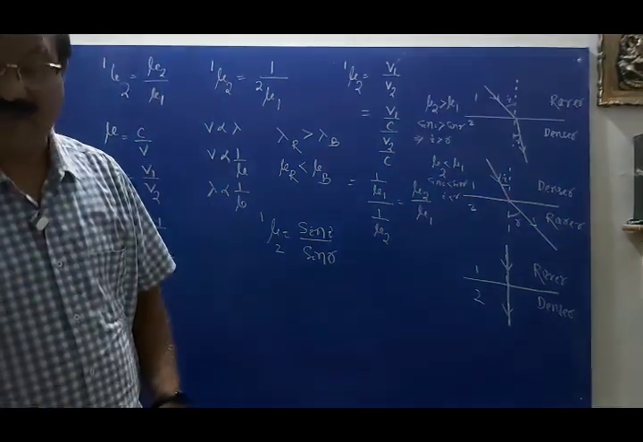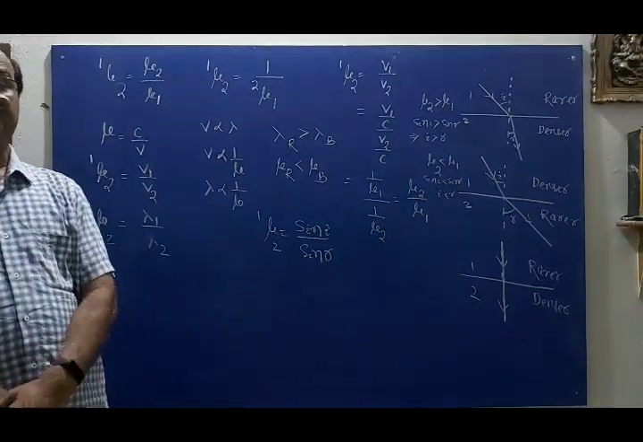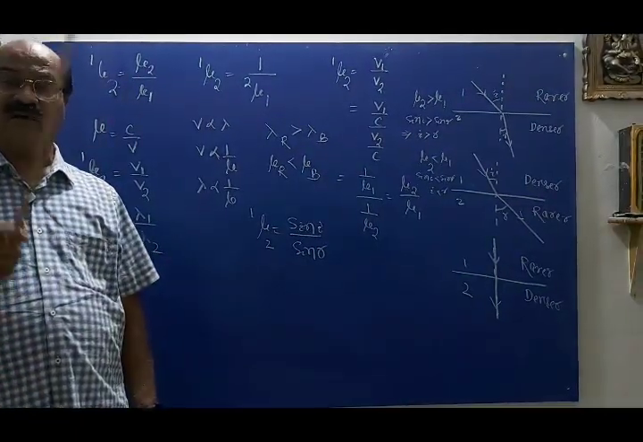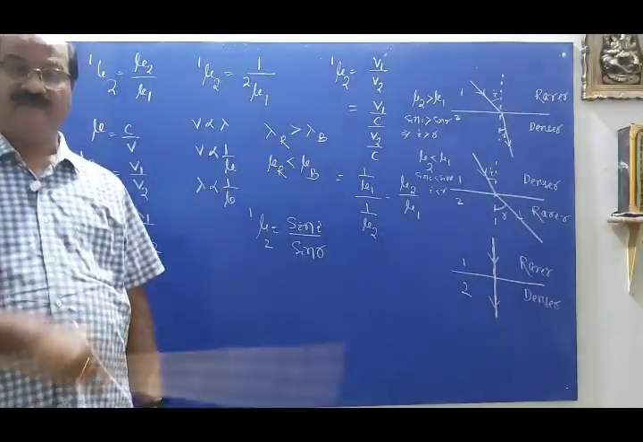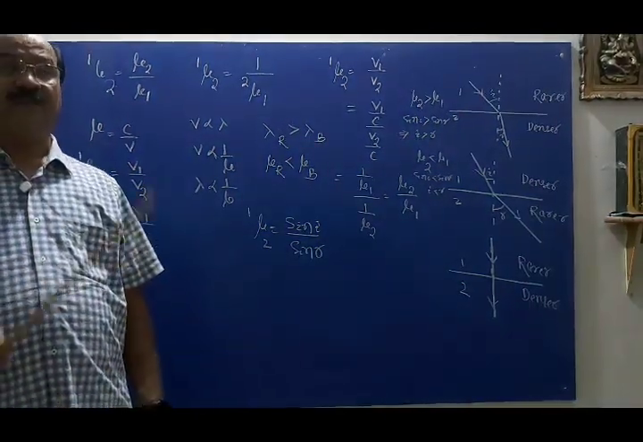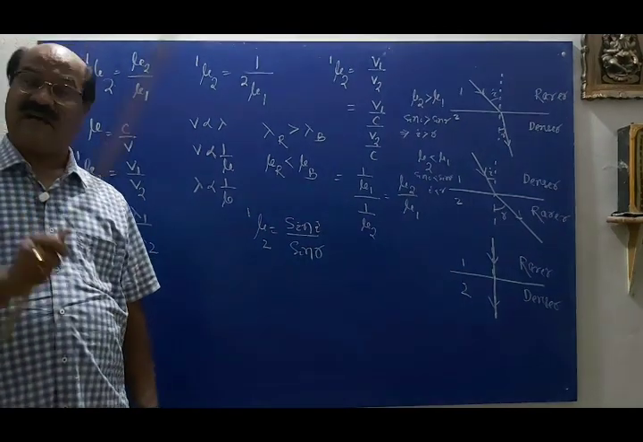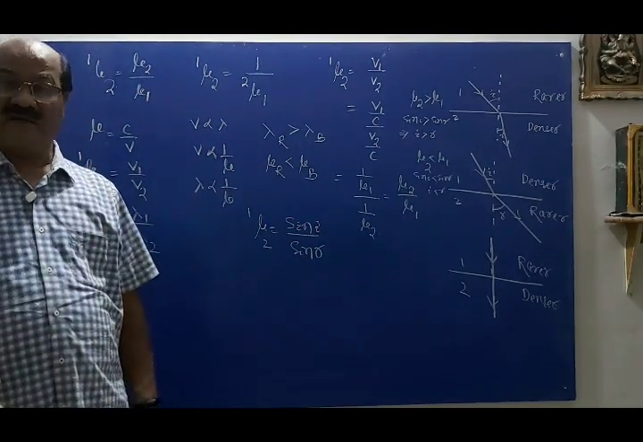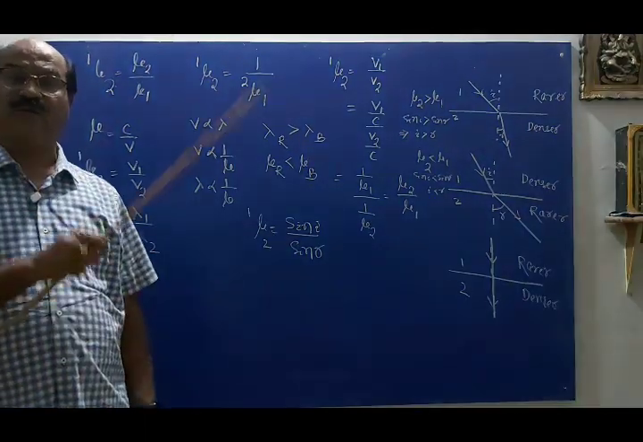What is the refractive index of a medium? Remember, if the refractive index of any medium is found with respect to air, that is called its absolute refractive index. For example, if the refractive index of glass is taken with respect to air, that is the absolute refractive index of glass. Similarly for water.